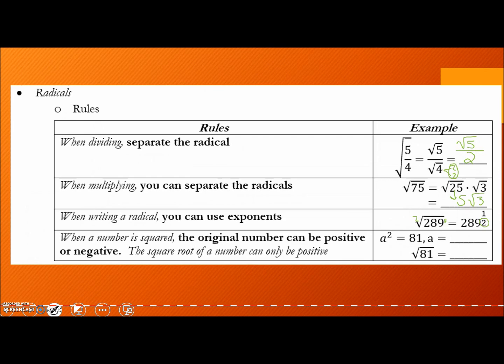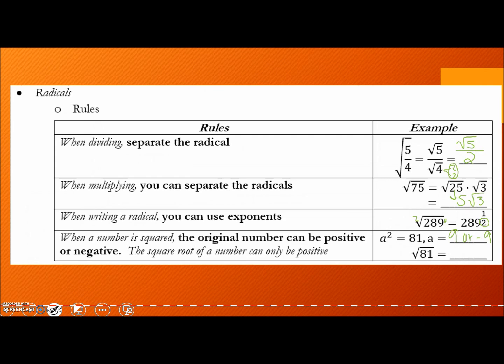Finally, when a number is squared, the original number can be positive or negative, but the square root of a number can only be positive. So what I mean by that is if I have a squared equals 81, a could either be 9 or it could be negative 9, because 9 squared equals 81, and so does negative 9 squared. So negative 9 times negative 9 is also 81.